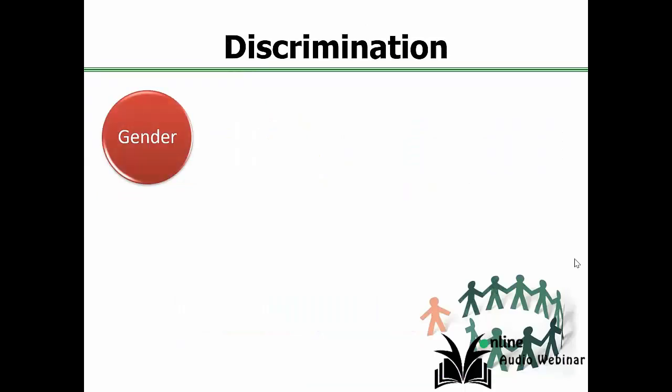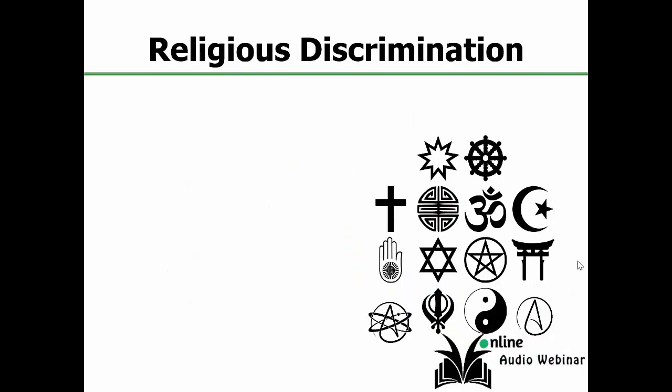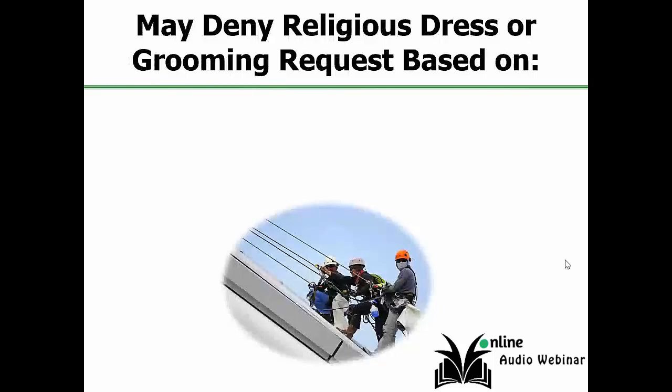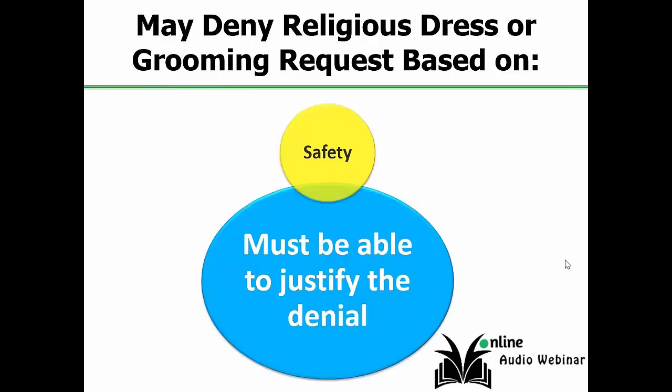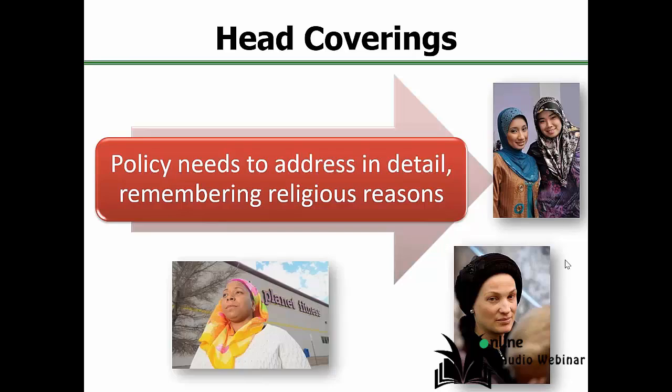So what are some ways that we can discriminate? We add national origin, which is ethnicity. Let's look at religious discrimination. You can see that it's quite broad. You may deny a religious dress or grooming request if it's based on safety, security, or health. So your policy needs to address this in detail, remembering these religious reasons.